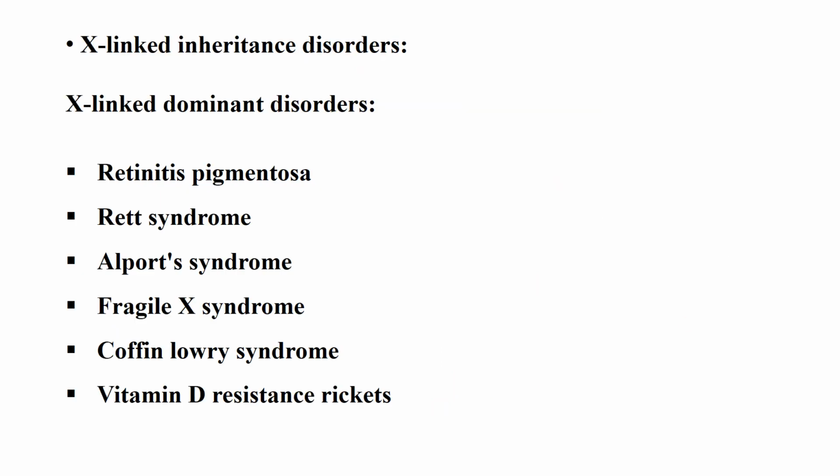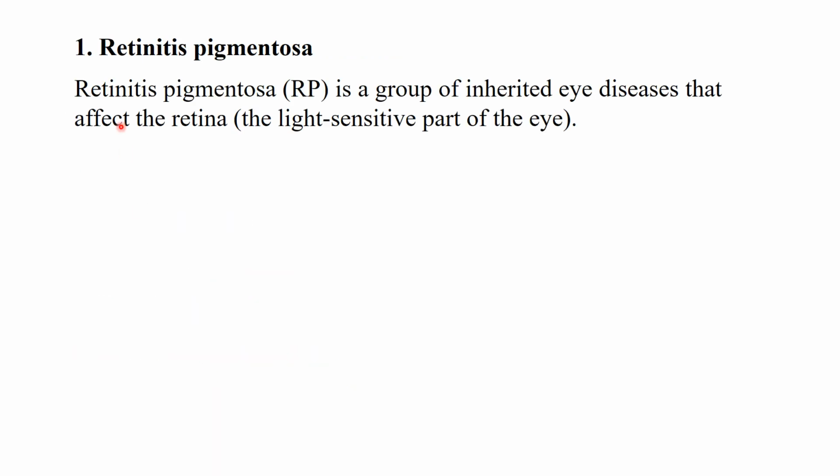X-linked disorders. Starting with the X-linked dominant disorders. X-linked dominant disorders include retinitis pigmentosa, Rett syndrome, Alport syndrome, fragile X syndrome, Coffin-Lowry syndrome, and vitamin D resistant rickets. First of all, retinitis pigmentosa.